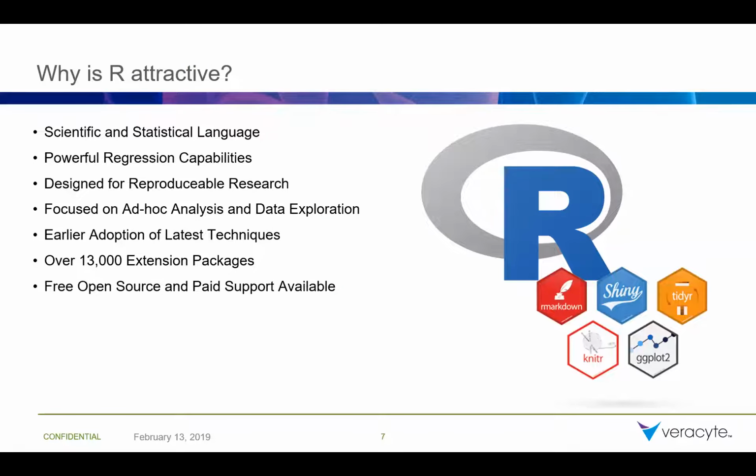So why is R attractive for companies to be looking at? Well, first and foremost, R is a scientific and statistical language. That's its bread and butter. That's what it's built for. It has very powerful regression capabilities. It's designed for reproducible research, so the fact that you can record and script out all of your research design, including any descriptive notes and comments about your research, can all be rolled into the same package of code.